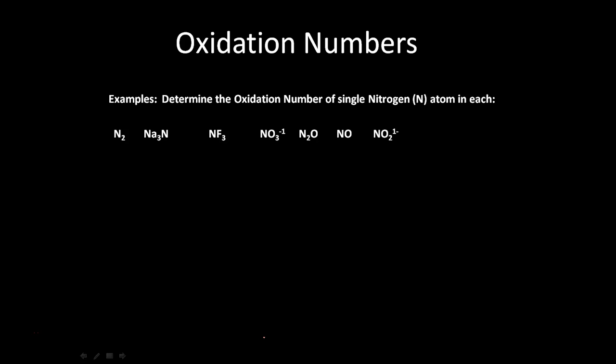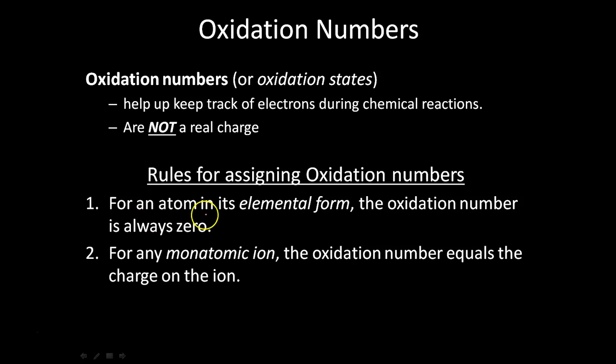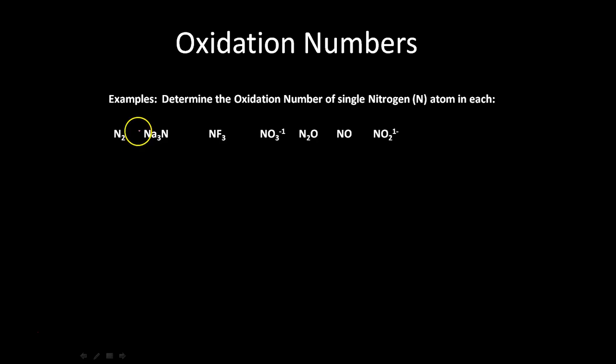So finally, let's go ahead and use our rules to determine oxidation numbers. First off, we have this right here, and let's see if we can predict them. This is nitrogen in its elemental form. So remember what the first rule is. For atoms in their elemental form, the oxidation number is always 0. So we're going to predict this one is 0. Notice we're determining the oxidation number of a single nitrogen in each species.